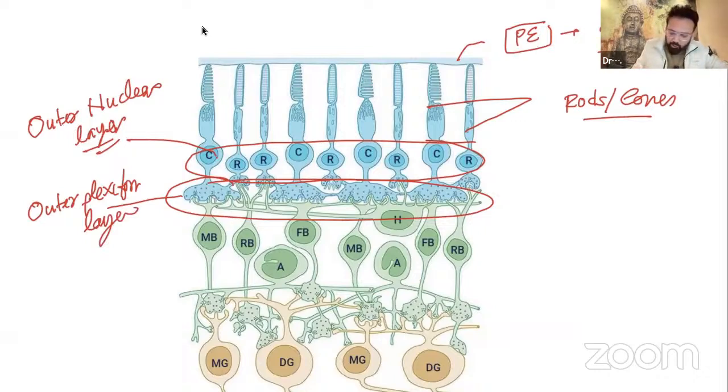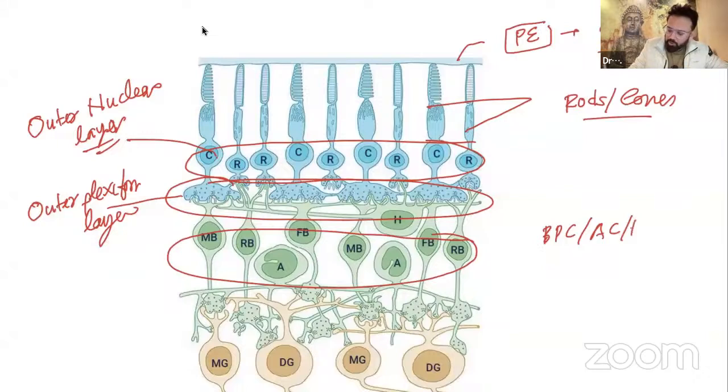And after that, you have all other nuclei. It is of bipolar cell. It is of amacrine cell. It is of what else? Horizontal cell.